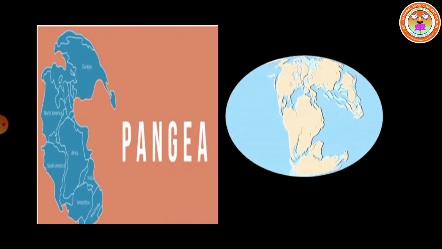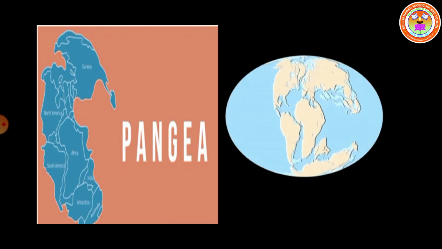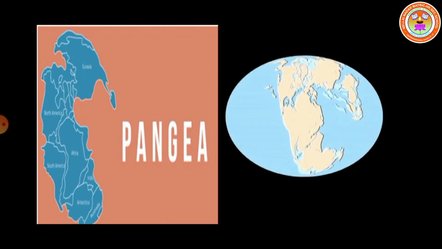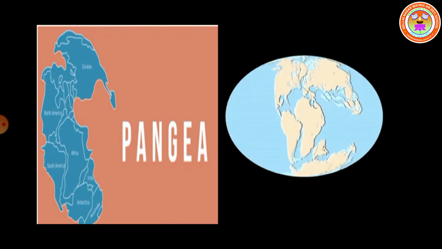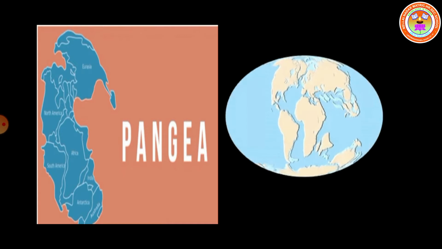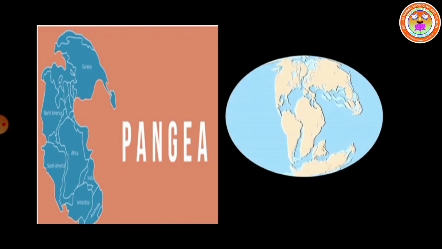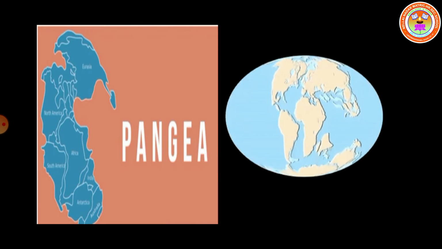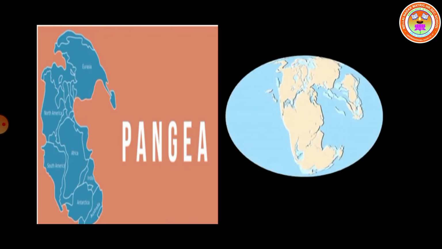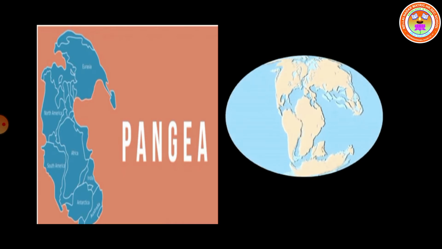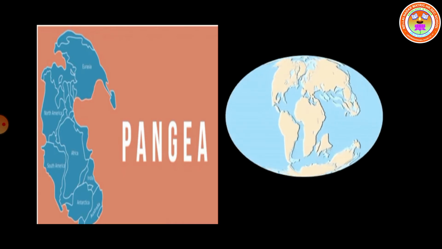Before 200 million years ago, the earth had only two parts. One is Pangaea, that is the continent, and another one is Panthalassa, that is the sea around the Pangaea. When these land masses moved away from each other, they gained the present position as continents and oceans. See this picture, how the continents are moving.